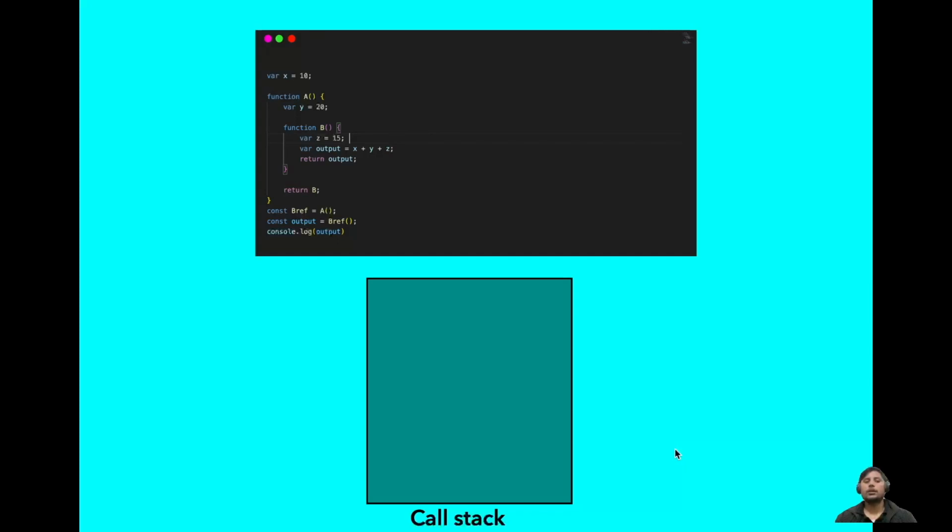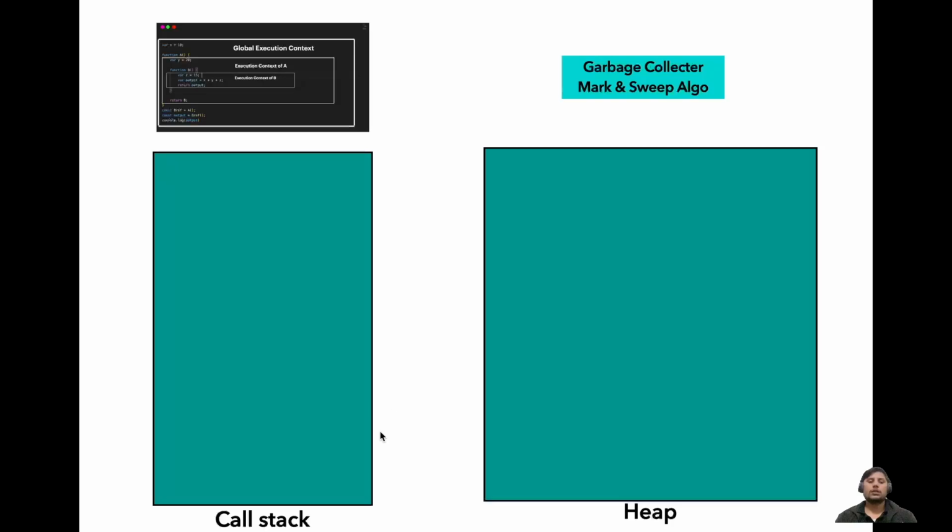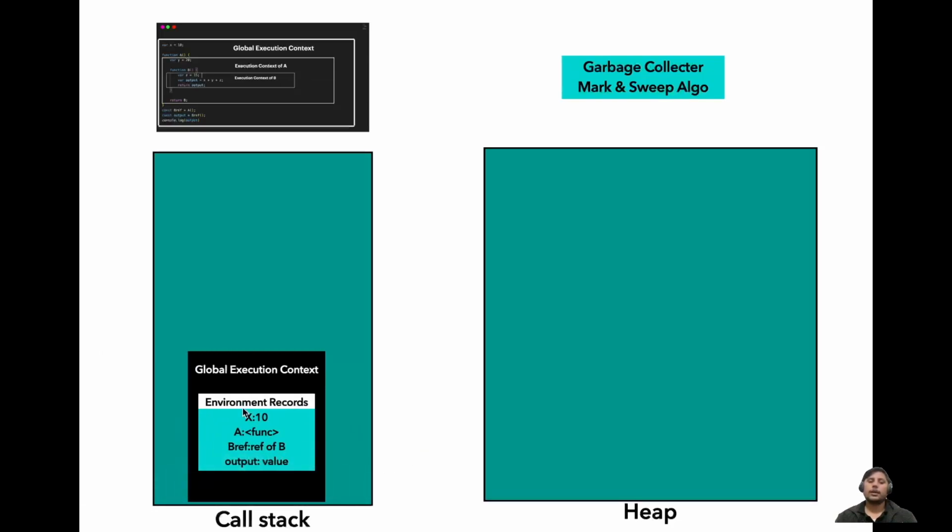Now let's see it with the real scenario. So here we can see this is our call stack, this is our heap, and this is our garbage collector mark and sweep algorithm. Here we have our code. So what will happen at first? Global execution context will be pushed in the call stack. It has all its environment records and variables. When it comes to the function call in the global execution context, a new execution context will be pushed in the call stack.